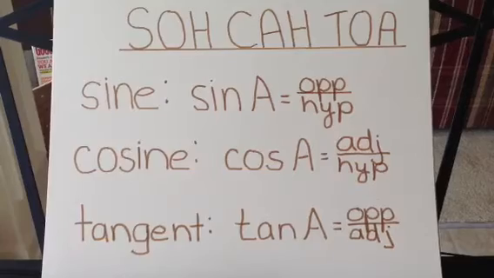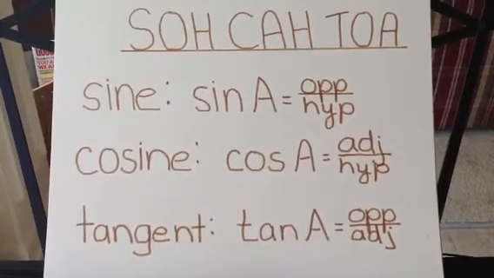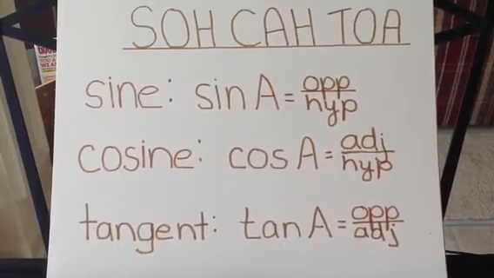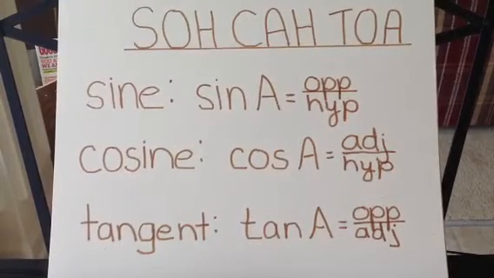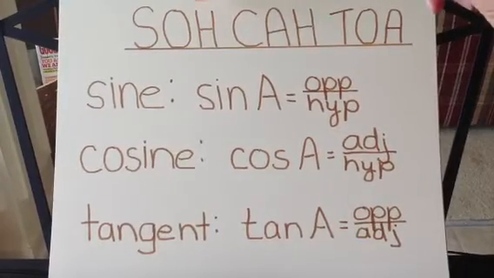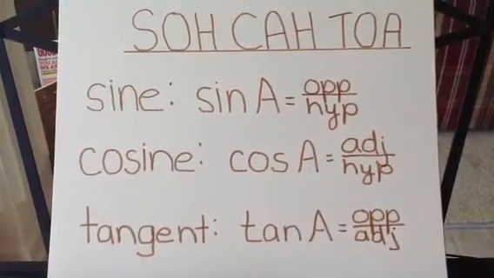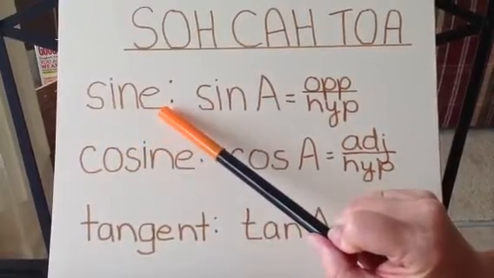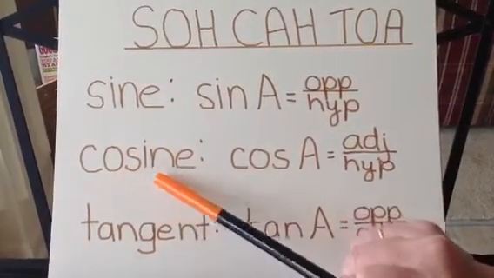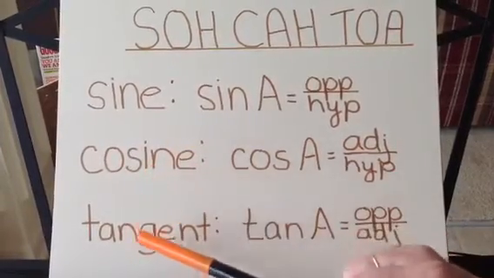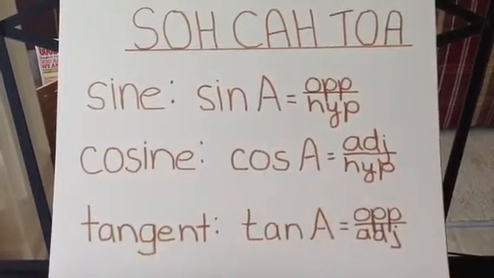Okay, so trig functions. SOHCAHTOA. That's the acronym that we use to remember the relationship of the trig function with the sides of the triangle. So we have the sine, spelled with an E, the cosine, and the tangent. Those are our three basic trig functions.